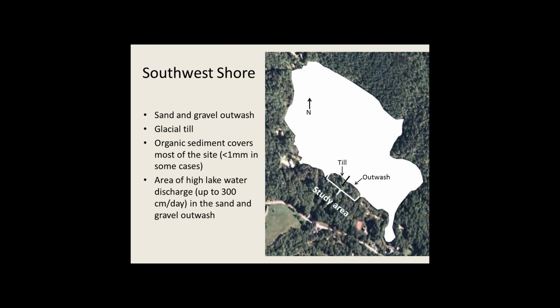So the study site actually worked on two spots here, but I'm going to focus right now on the southwest shore. The southwest shore, on your left, is covered by till, and on your right it's covered by glacial outwash. Again, this organic sediment covers the entire place. The reason we chose this was because we were going to use seepage meters to measure the rate of seepage here. The southwest shore has seepage rates of up to 300 centimeters per day, so it's actually pretty quick to measure here.